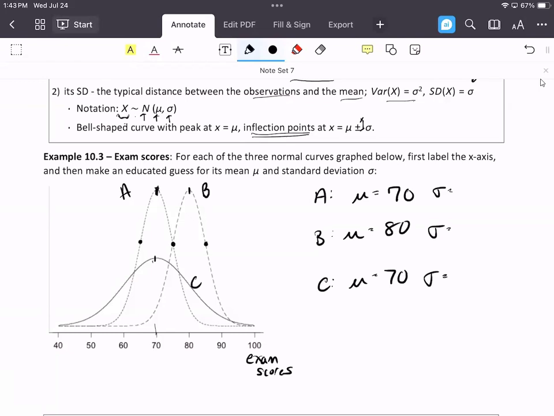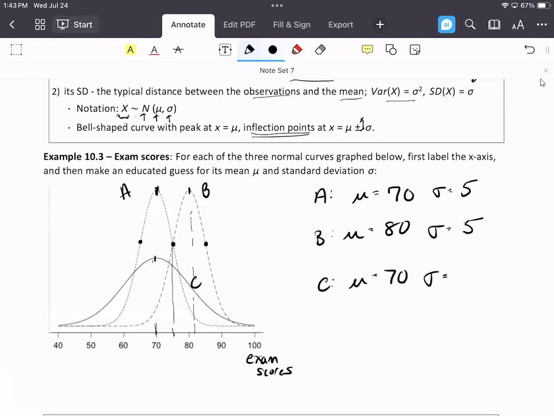And looking at the chart, we see for A, if the center is at 70, this looks to be roughly 75. So I'm going to say that the standard deviation is roughly 5. Remember, that's how far away you are from the center. It looks like it's about the same for B. They look almost identical, so it's a plus or minus 5.